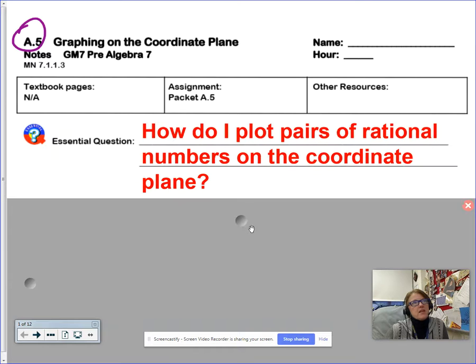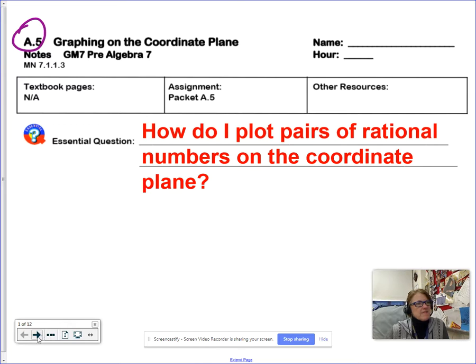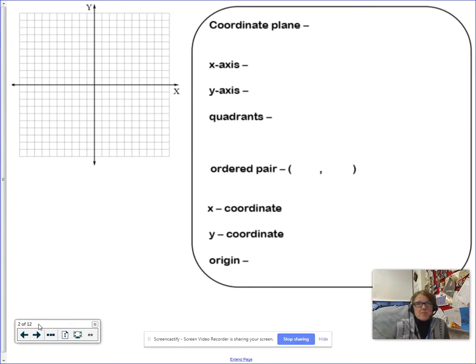So here we go. First thing is our learning objective or our essential question today. And here's what I want you to write. How do I plot pairs of rational numbers on the coordinate plane? You've done some work in the past with graphing on the coordinate system, probably a lot of integers. So let's see what happens when we take it one step beyond.